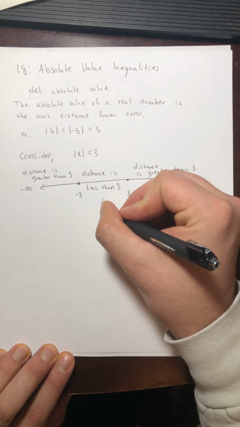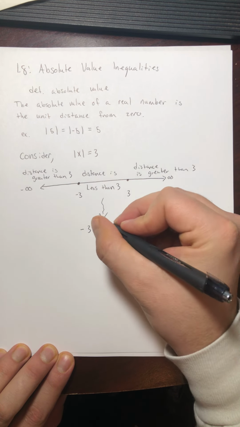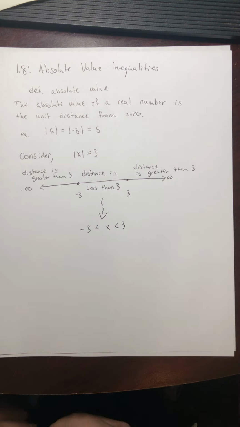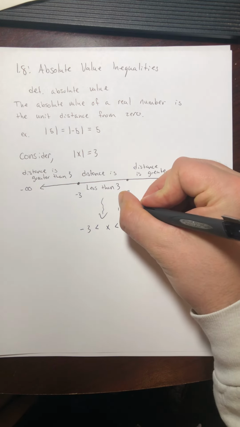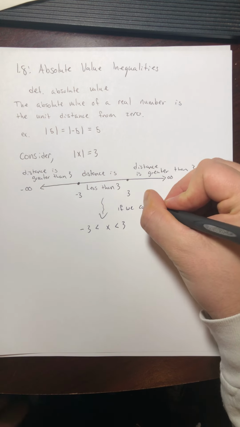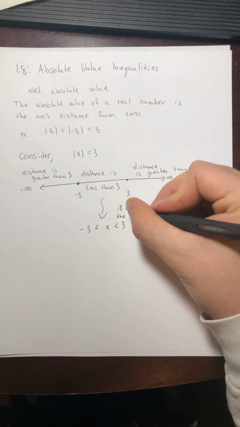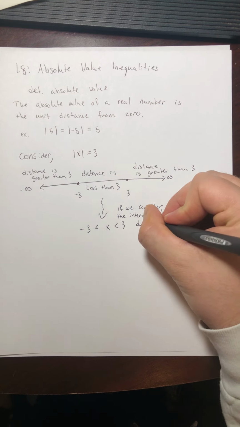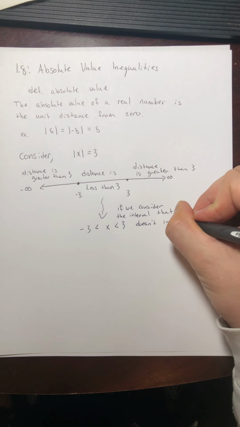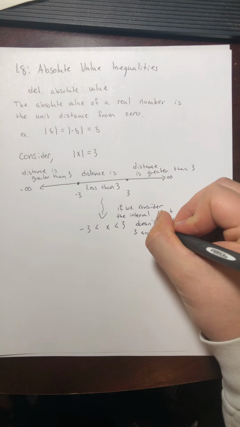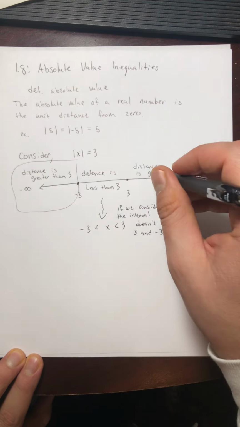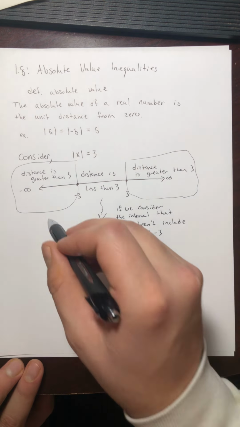So from here, we could say negative 3 less than x less than 3, if we're talking about the interval that does not include negative 3 and 3. Let me write that down real quick. Okay, now if we were to talk about this interval, notice that the statement is the same.